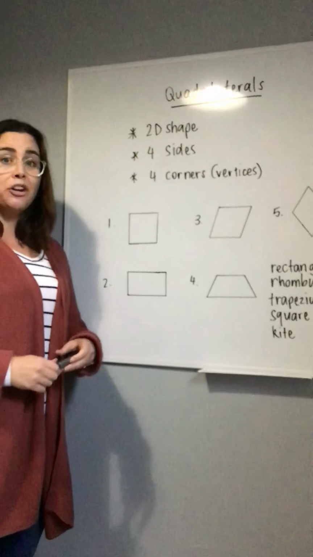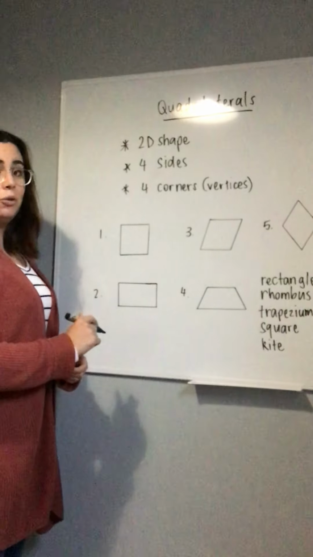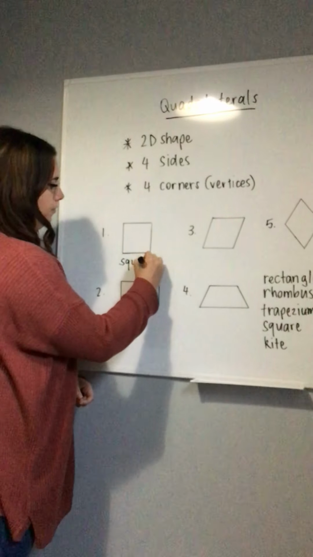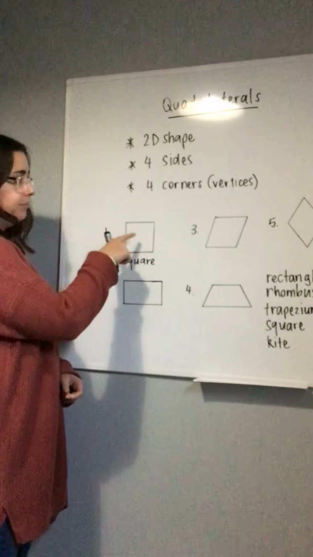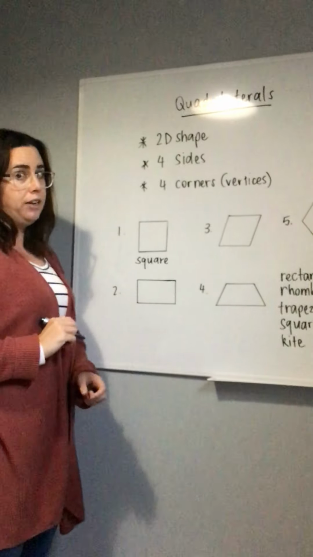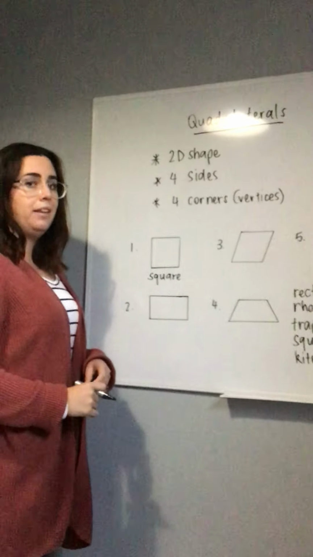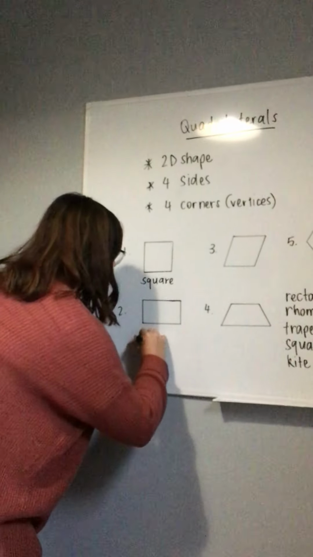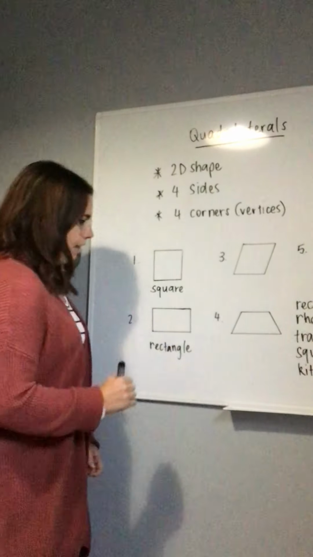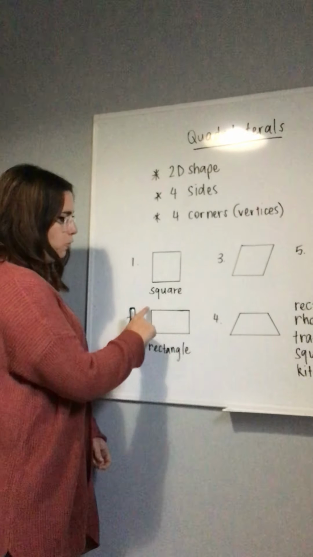Okay, we're going to go through our answers. So our first shape, this one is called a square. It's a 2D shape. It's got 4 sides and 4 vertices. Therefore, it's a quadrilateral. Shape number 2. It's a rectangle. Again, 2D shape, 4 sides, 4 vertices.